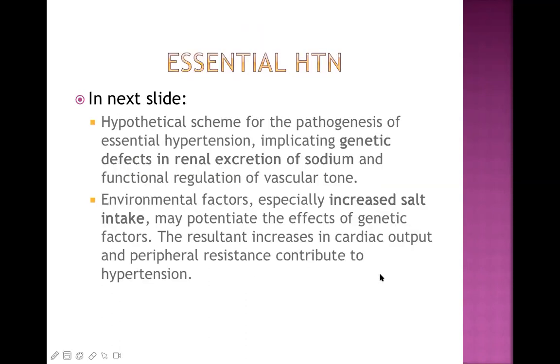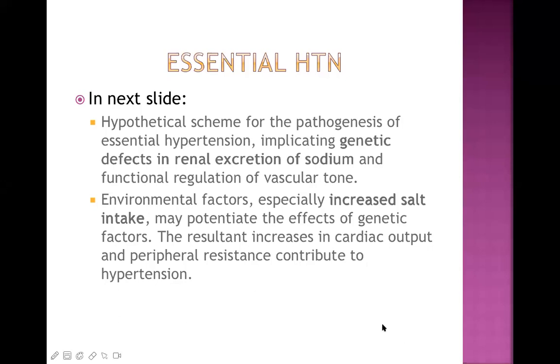Now, in the next slide, we'll talk about some hypothetical scheme for the pathogenesis of essential hypertension. This scheme tells us there are certain genetic defects in the renal excretion of sodium. So rather than excreting sodium, our kidneys are probably resorbing that sodium into the blood, and by doing that, it is increasing the blood volume. That is one. And at the same time, if the person is taking excessive salt in the diet, all these things will be potentiated.